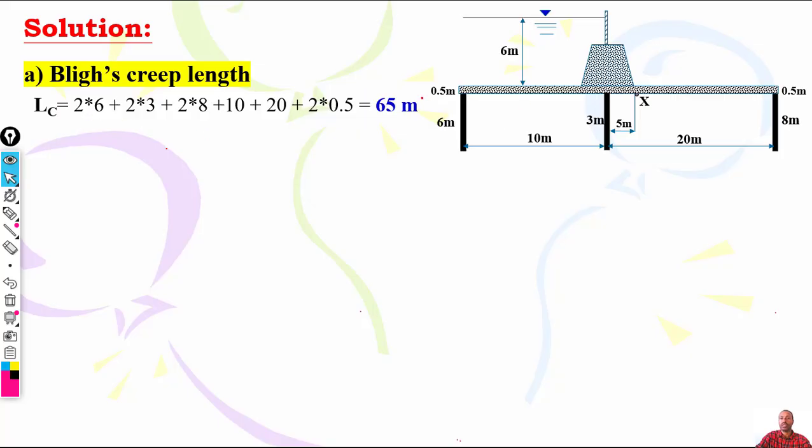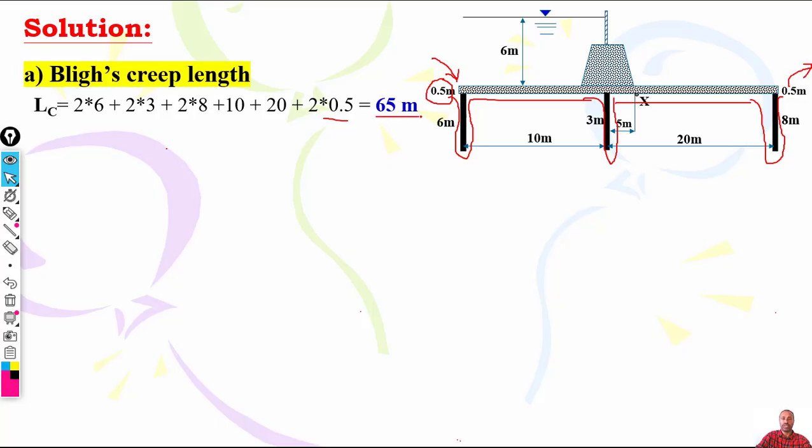2 times 6 you have, this is 2 times 6 here, then it will go again 2 times 3 you have, then 2 times 8, these are the cutoff depths, you will multiply both sides, then plus 10 meter, then 20 meter, then plus 2 times 0.5 because you will include this thickness of floor because water is entering through this side and exits through this side. So this is 65 meter total creep length according to Bligh's theory.